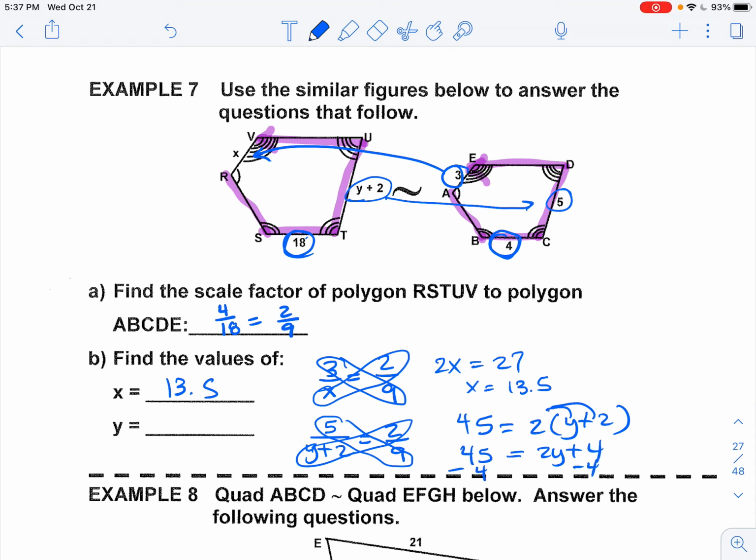Take away a 4 on both sides. Let me move my work over here. How about 41 is equal to 2y, and divide both sides by 2. Y is going to equal 20.5.